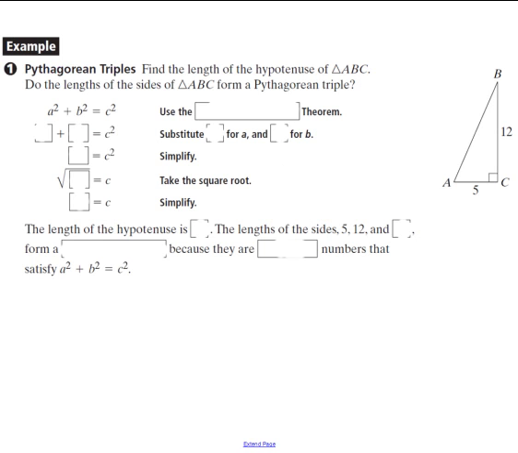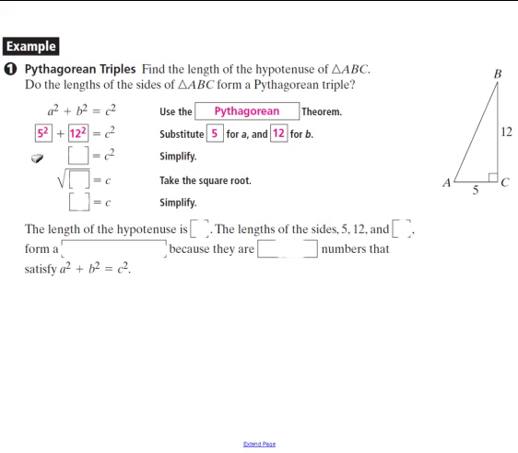There's one more that we'll learn as we take a look at the example here. So they want us to find the length of the hypotenuse, in this case, of triangle ABC. And they want to know if it forms a Pythagorean triple. So we want to use our Pythagorean theorem, a squared plus b squared equals c squared. And we know the two legs. Remember, the legs are always a and b. C is the hypotenuse. So we're going to plug 5 in for a, 12 in for b. You could do it the other way around if you really wanted to. You could plug 12 in for a and 5 in for b, as long as the legs are a and b and the hypotenuse is c.